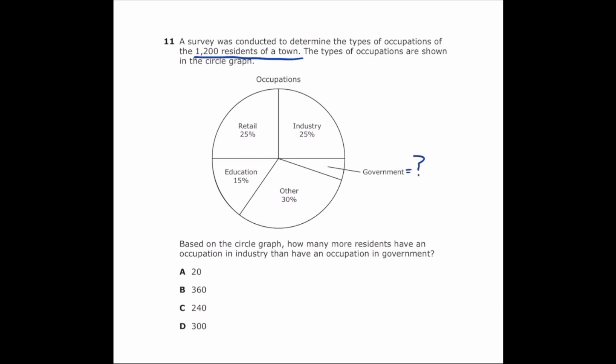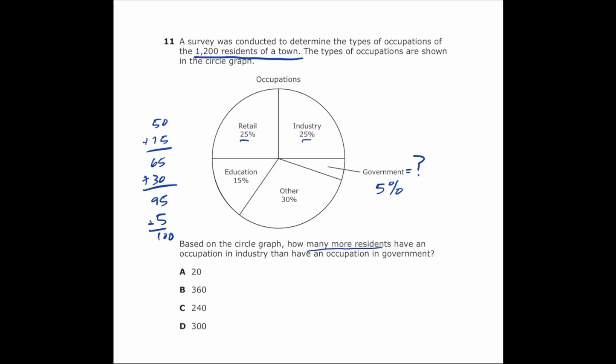So I'm going to go to the circle graph, and they don't tell us what percentage government is, but we can find that out pretty fast. So industry plus retail is going to equal up to 50%. Then if we add education, that's going to equal 65%, and then add the last 30, and that's going to make up 95%. So obviously that just leaves 5% for government.